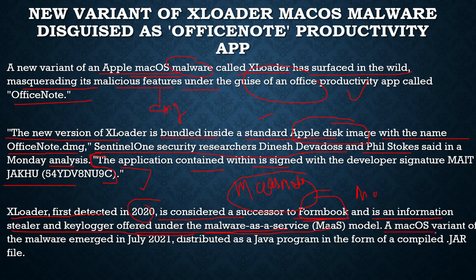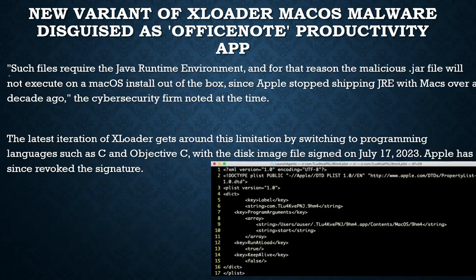A macOS variant of this malware emerged in July 2021 and was distributed as a Java program in the form of a compiled jar file. Such a jar file requires the Java Runtime Environment, and for that reason the malicious jar file will not execute on a Mac out of the box, since Apple stopped shipping JRE on Macs over a decade ago, as the cybersecurity firm noted at the time.